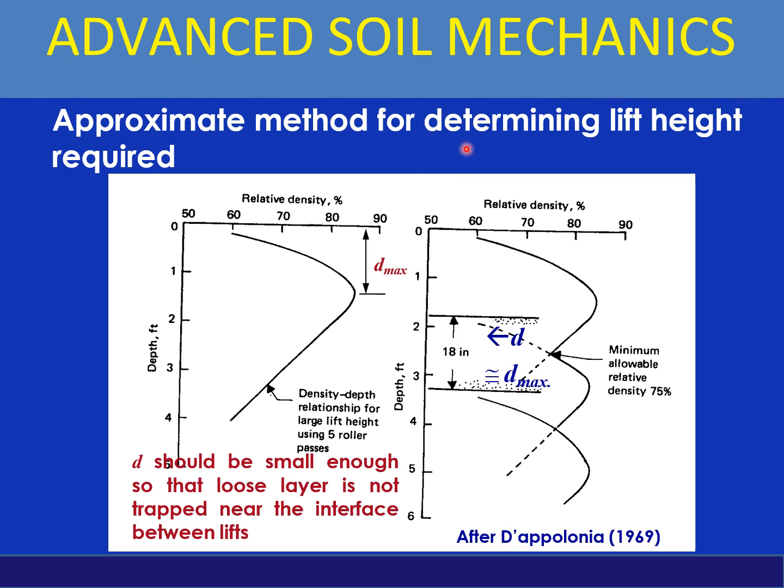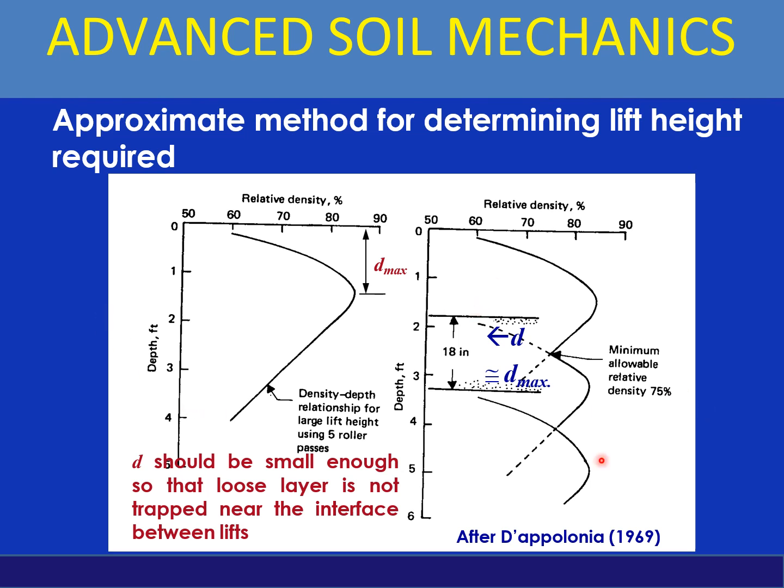Approximate method for determining lift height requirement. Lift thickness should be small enough so that loose layer is not trapped near the interface between fills. So by carrying out the compaction on a trial area, you could be able to get the effective lift height, and that can be used for the compaction of the layers.